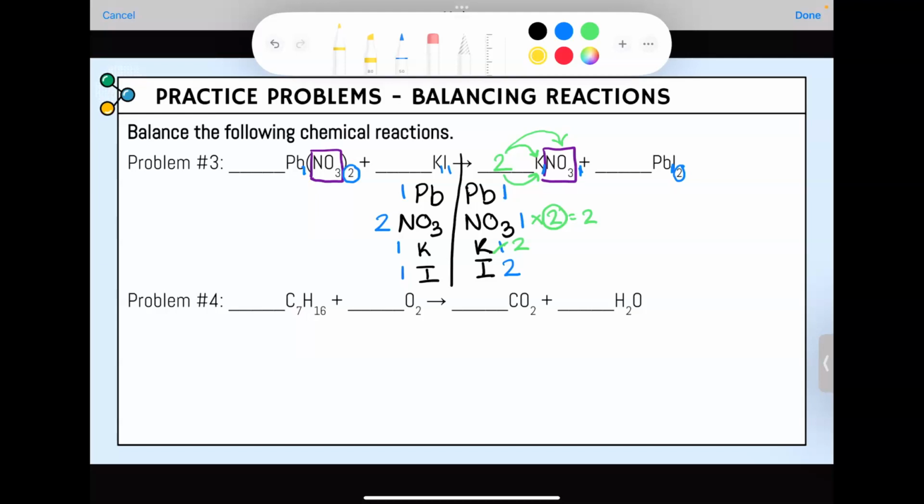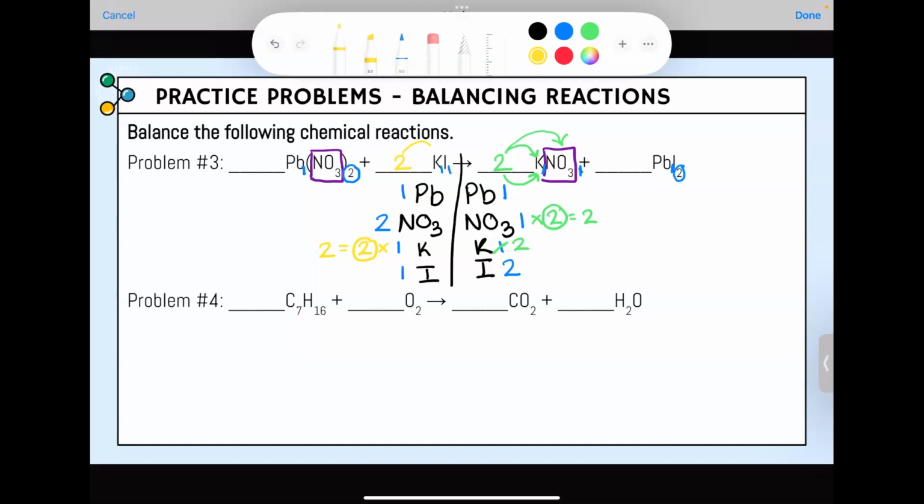So we got to figure out a number to multiply by to make this balance. So we're going to take 1 times 2 on our reactant side. And this number 2 has to go into the blank on our reactant side this time, since we're changing our reactants with the blank that has potassium. So it has to go right here.